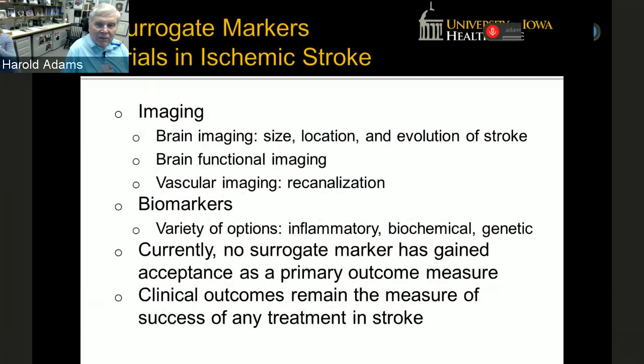So what about surrogate markers in ischemic stroke? Well, we do have the potential for surrogate markers, though we're not there yet. These surrogate markers include changes on brain imaging or recanalization, for example. And then there are biomarkers which are being tested, but yet none of them have reached the point of being a primary outcome measure. The bottom line in stroke and in all of neurology is going to be, is the patient better off having received the intervention that is being tested?